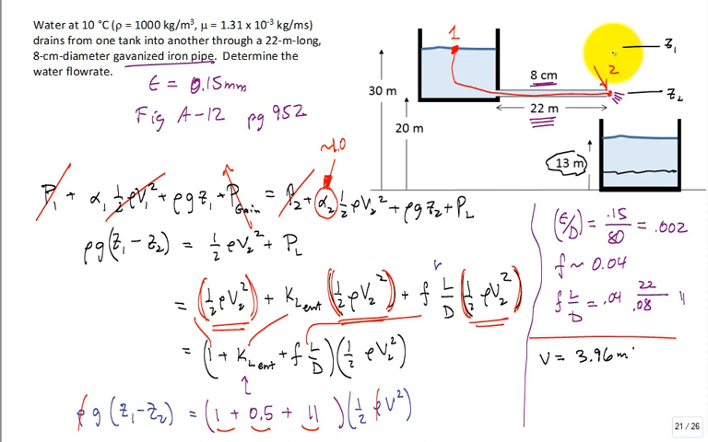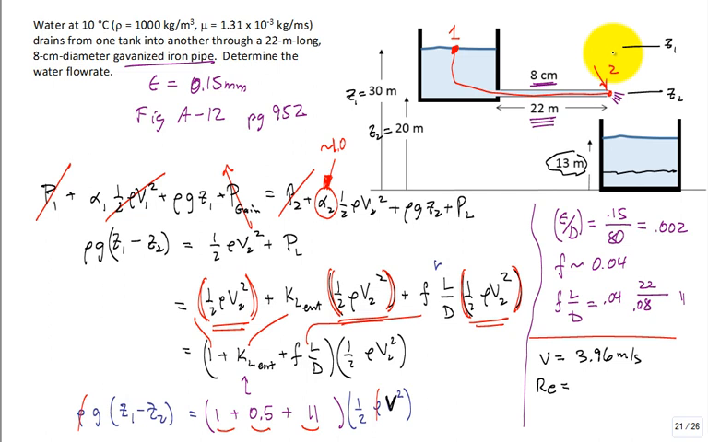3.96 meters per second. Somebody confirm that? Yeah. Oh, good. Now that I have that V, guess what I can do to get a better friction factor? Well, I can use that V to calculate the Reynolds number. Can somebody calculate the Reynolds number? We just solved for this V right here. Oh, z1 is 30 and z2 is 20.